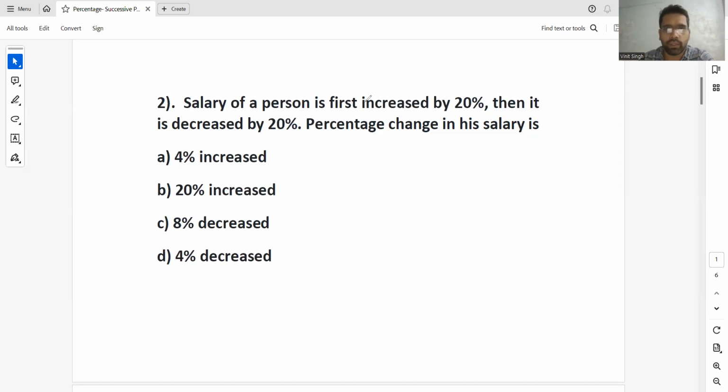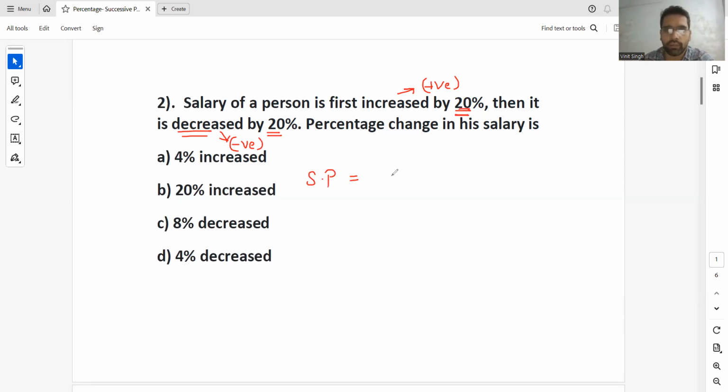The salary of a person is first increased by 20%, then it is decreased by 20%. We have to find the percentage change in his salary. Same question is there. Directly we will apply the formula of successive percentage. Here, in the first case, it increases, we will take it as positive. The second case is decrease, we will take it as negative. Successive percentage is equal to x plus y plus x into y upon 100.